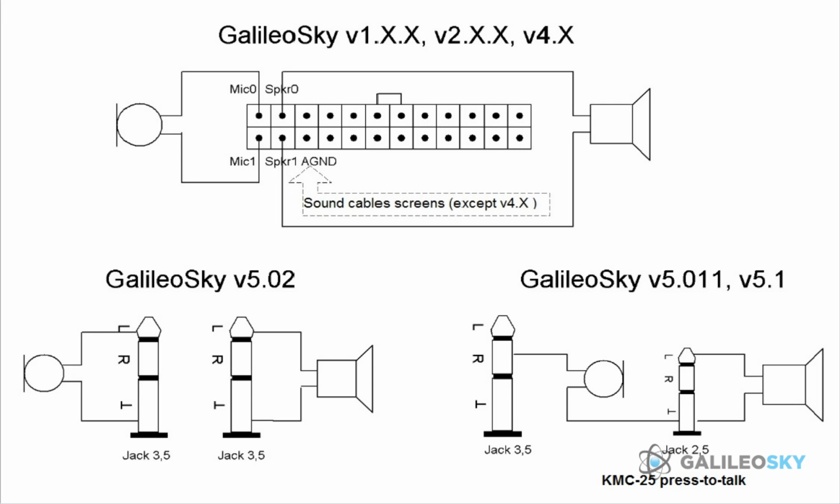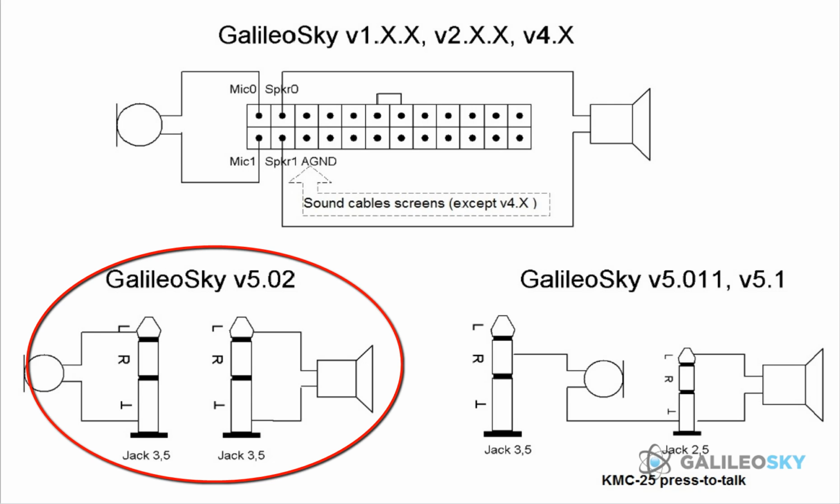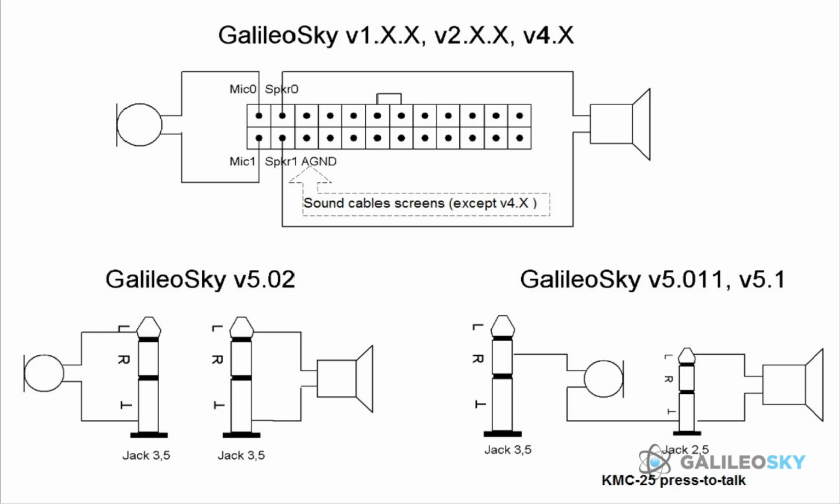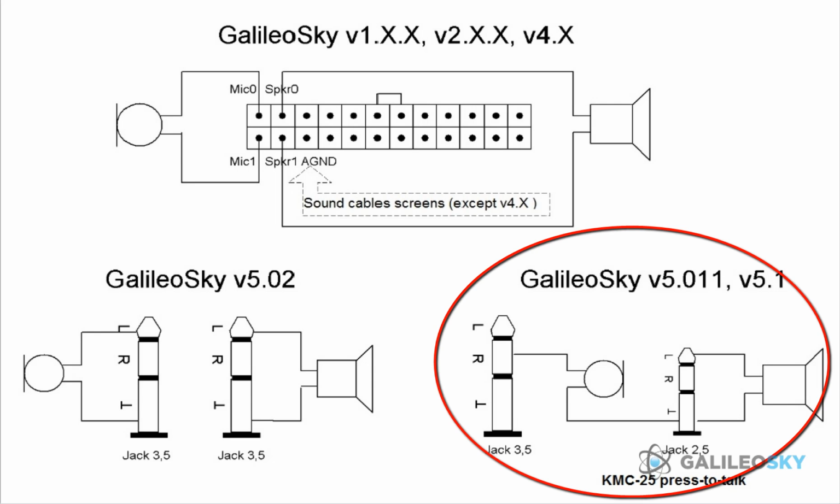For terminals version 5, depending on modification, use different connection methods. For version 5.02, use the same 3.5 stereo jacks. Don't use 3.5 mono sockets. For versions 5.011 and 5.1, use KMC25 press to talk.